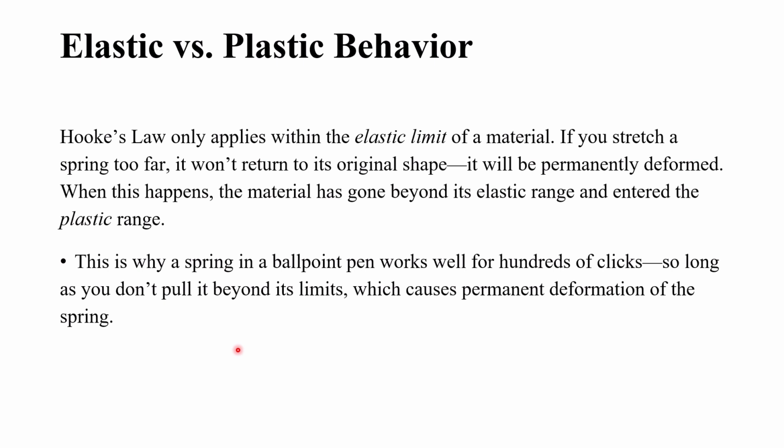One thing we have to be aware of is we can overstretch the spring beyond its elastic limit. So if we stretch the spring too far, it won't return to its original shape. It will be permanently deformed. When this happens, the material goes beyond its elastic range, into what's called the plastic range. There, it's no longer a useful spring. It doesn't obey Hooke's law. One example of this would be a ballpoint pen. If you take the spring out and you stretch it too far or use the pen too much, the spring loses its springiness. It's no longer functioning in the elastic region. It's not useful anymore as a spring.